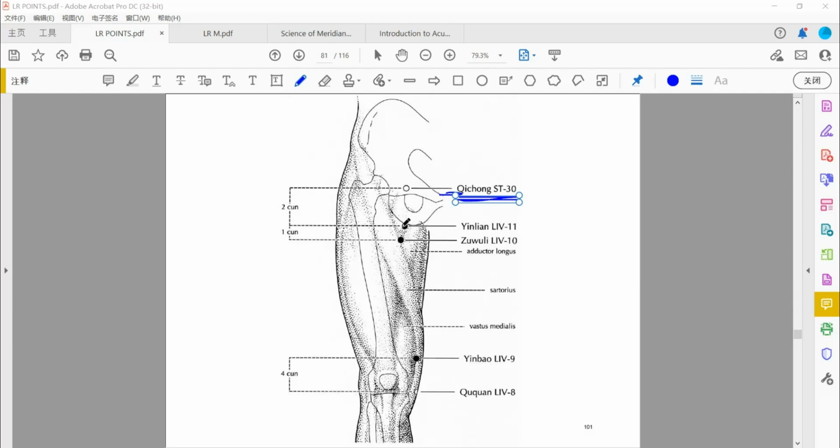So you can feel the tendon of adductor longus in the groin. It's the most obvious tendon there, so it should be okay to find these two points. ST30 goes down 3 cun. Liver 11 goes down 2 cun beside adductor longus.